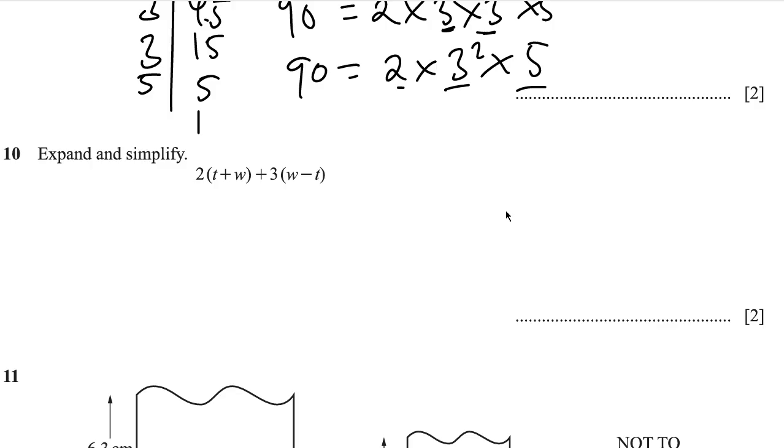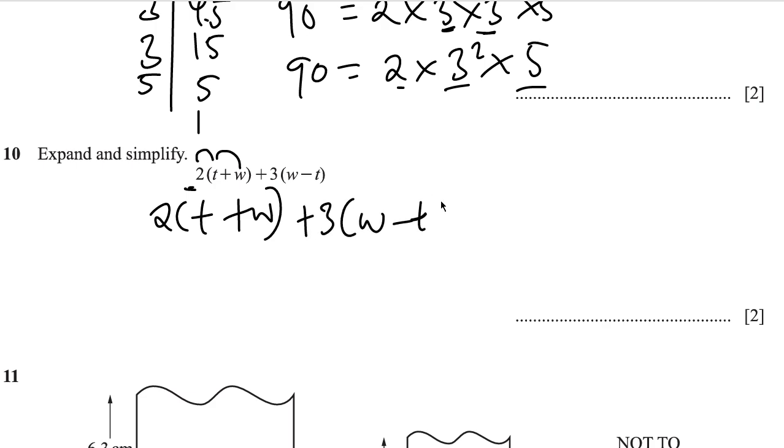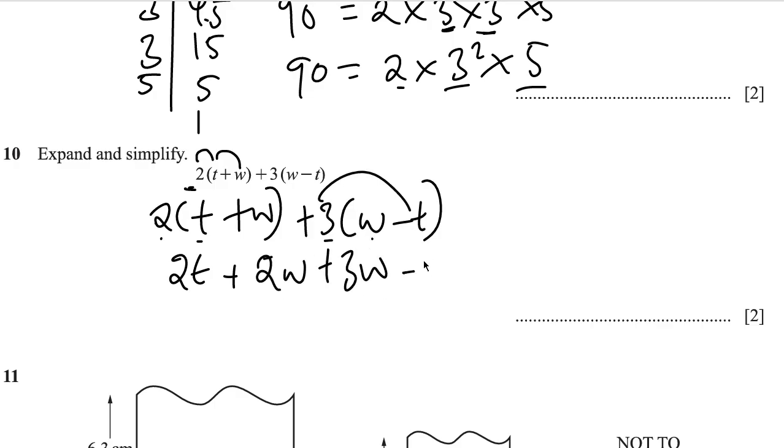Okay, question 10 says expand and simplify 2 into t plus w plus 3 into w negative t. So when you're doing stuff like this, ensure that whatever is outside the bracket multiplies every single thing in. So 2 times t is 2t, and then 2 times w, 2w, and then 3 times w, 3w, and then 3 times negative t, negative 3t.